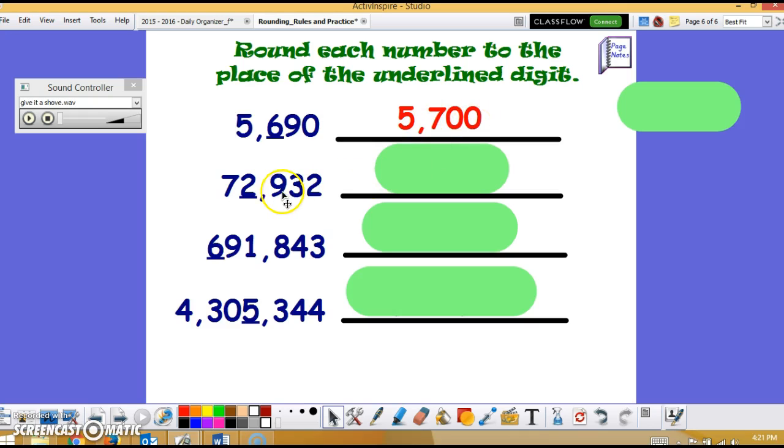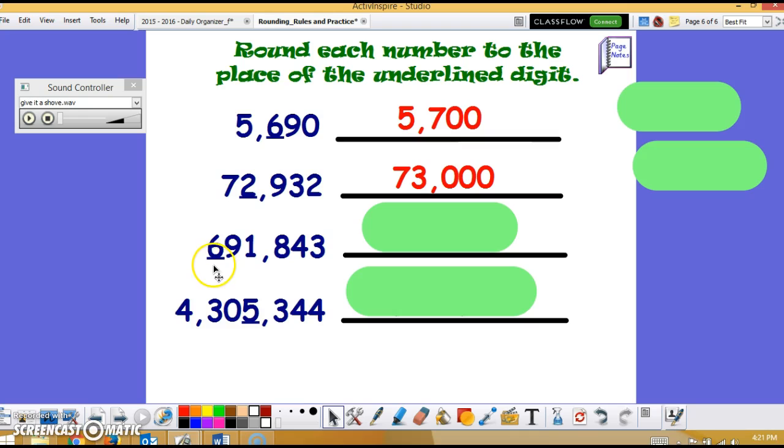Try the same for the next one, 72,932. Round this to the nearest 1,000. Press pause now. Now that you've pressed play, you're ready for the answer. If not, continue to pause. If you are, the answer is 73,000.